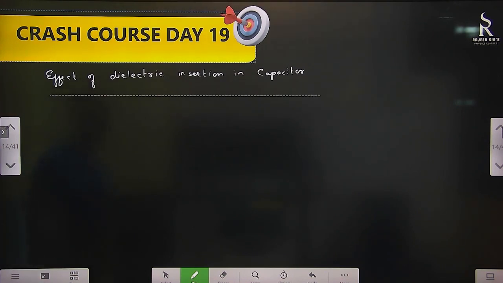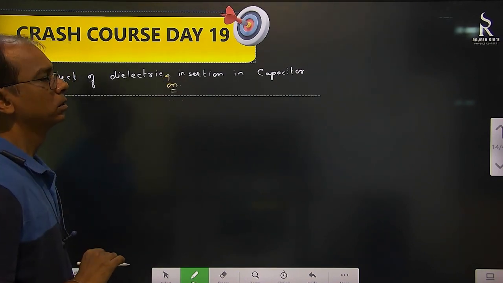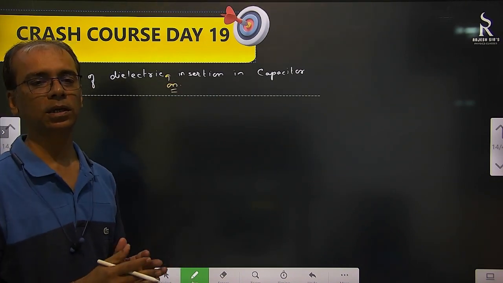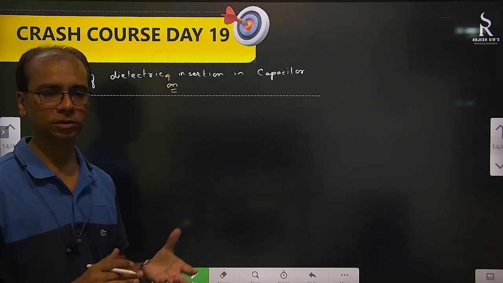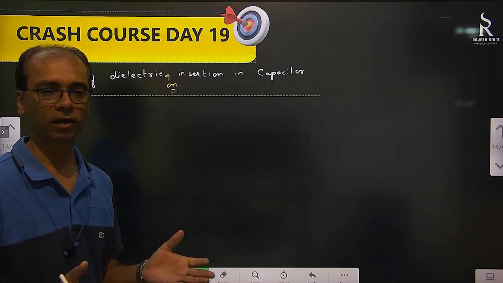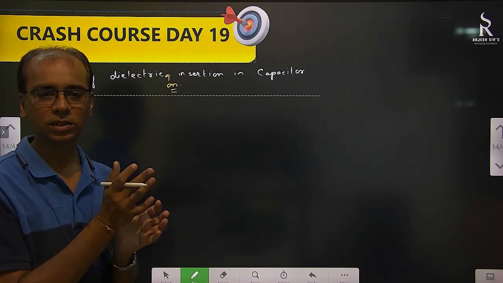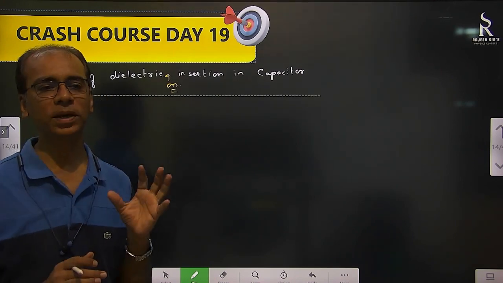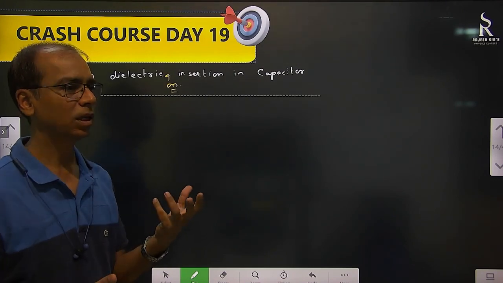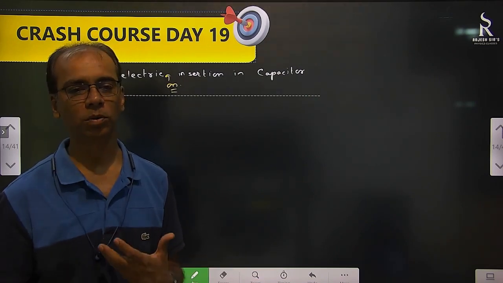Effect of dielectric on insertion in a capacitor. We already know that if you have a dielectric, the capacitance increases, it becomes K times, if the dielectric constant is K. And if it is a conductor, then it becomes infinite. Infinite means whatever charge you try to give to one plate. Actually, what is the capacity? It is how much charge it can store; it will not be able to store more than that.